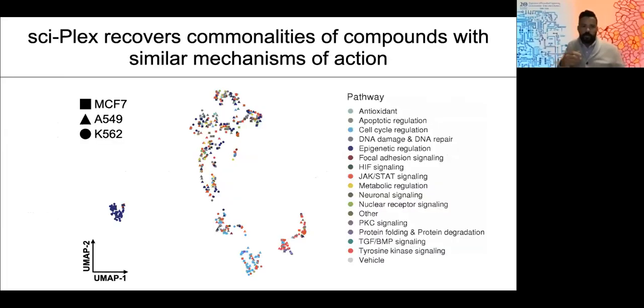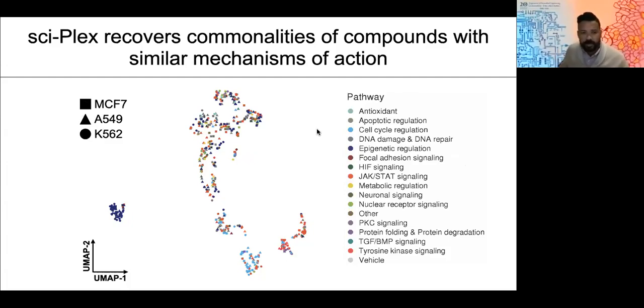Now, as I told you, we wanted to explore whether our single cell approach could reveal commonalities of compounds with similar mechanism of action. Here I'm showing you a UMAP embedding that was made from the correlations of the gene expression profiles of cells that were exposed to different drugs. And now I realize it's kind of difficult to see the shapes per se, but there are 3 different shapes for the 3 different cell lines.